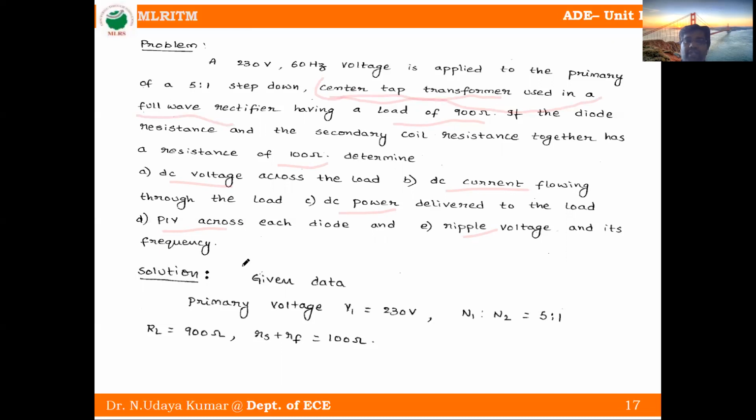So keep in mind, what is the given data? Voltage V1 is equal to 230 volts. What is given is the turns ratio. What do you mean by turns ratio in a transformer? This one is N1, this one is N2. This is the primary side, and this one is the secondary side. So this one is 5:1. RL is equal to 900 ohms. RS plus RF is equal to 100 ohms.